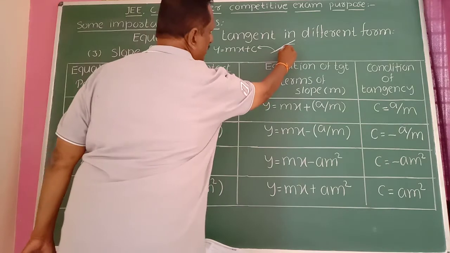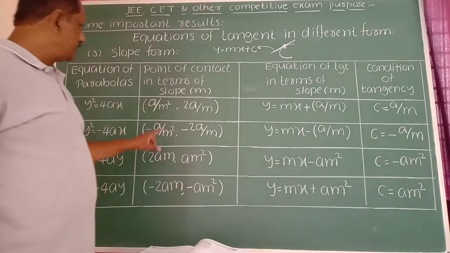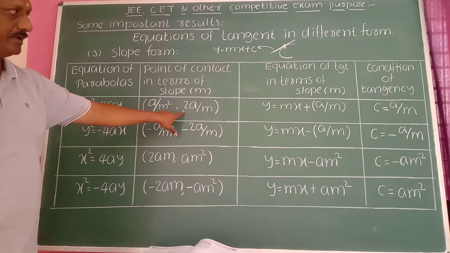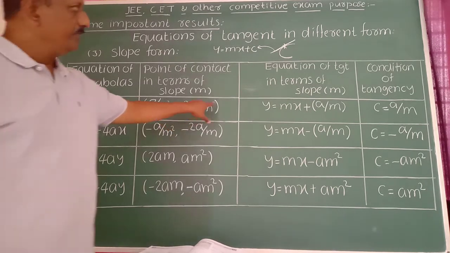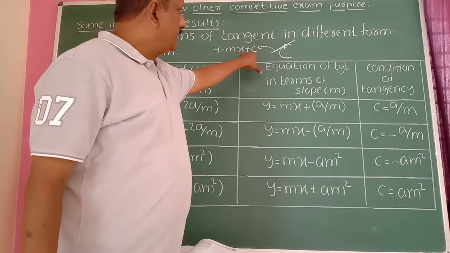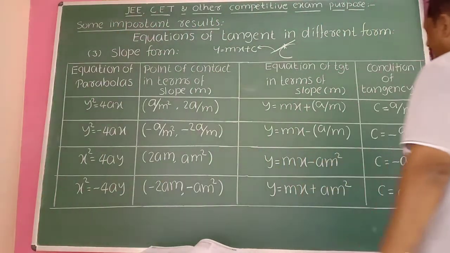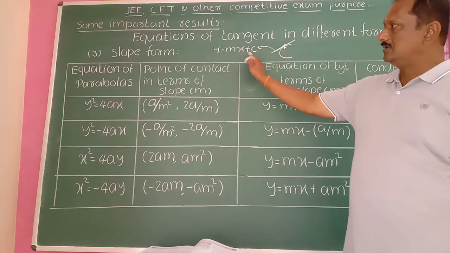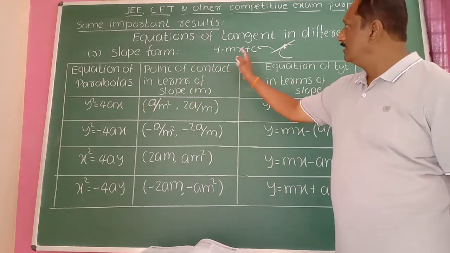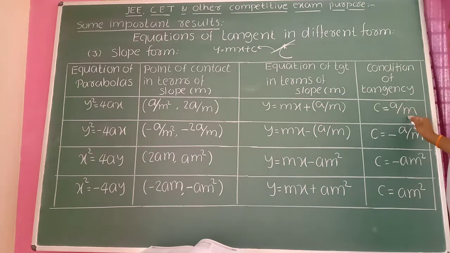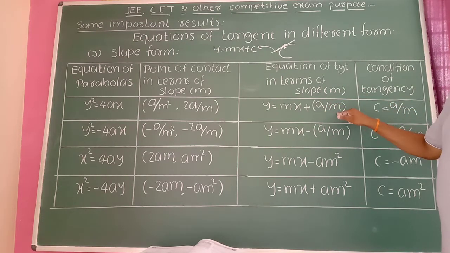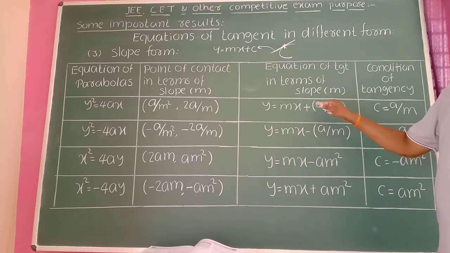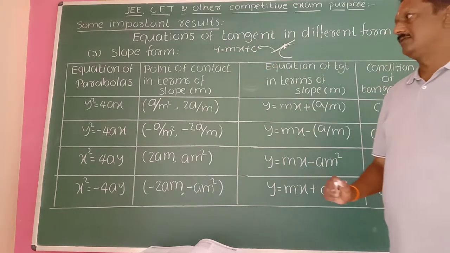Then this point of contact is (am², 2a/m). Here the condition is c equals a upon m. If this condition is satisfied, then only this line is tangent to that parabola. Therefore, replacing this c by a by m, we get this equation. This is the equation of tangent to the parabola in slope form.